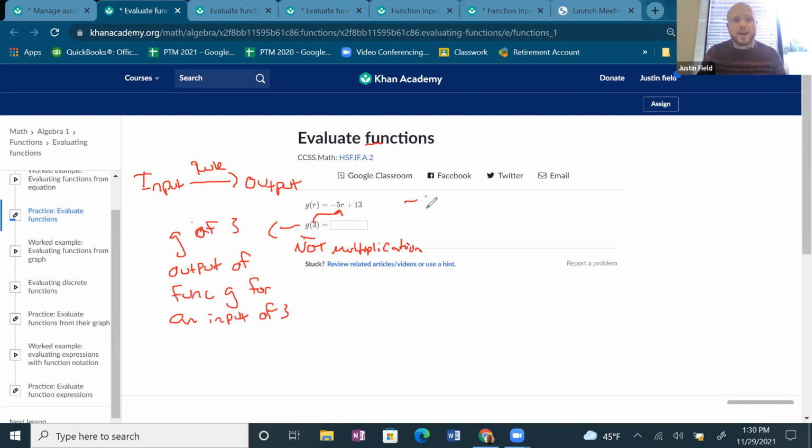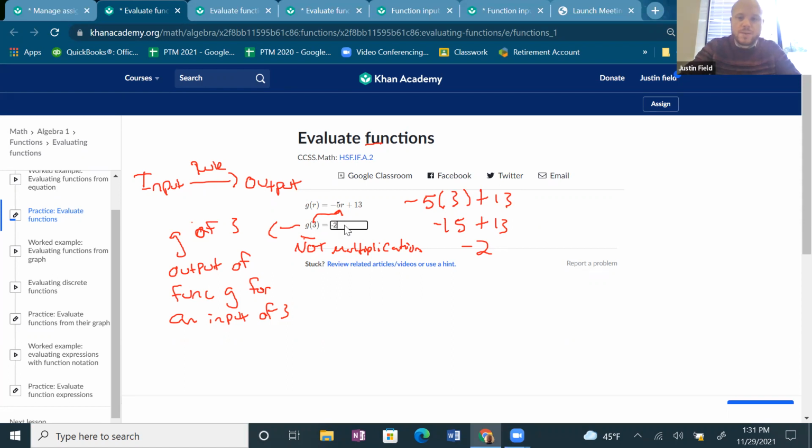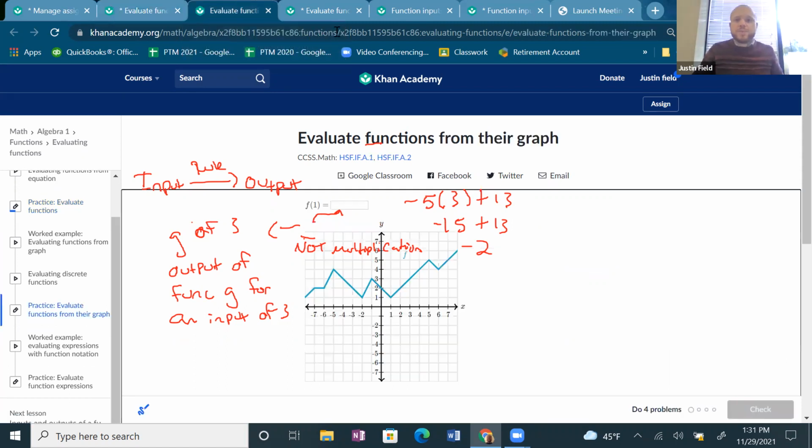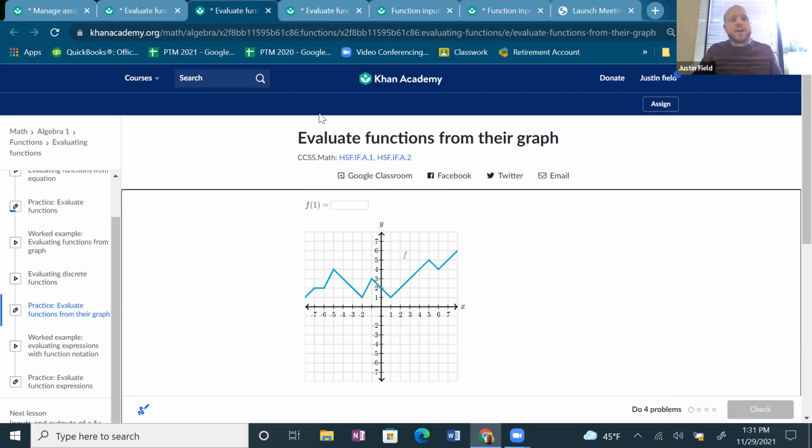So I'm gonna go -5, substitute the 3 in place of r plus 13. And what is -5 times 3? That's -15. -15 plus 13 is -2. So the answer is -2. Ta-da! All right, so that's that. Evaluating functions. Substitute the input, get the output. There's more to it. We can also have graphs. Does everyone remember graph, equation, table? 3 different representations for one function.